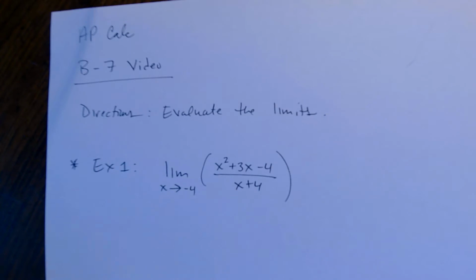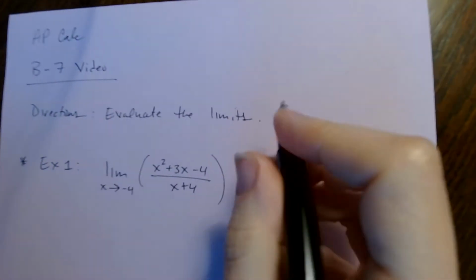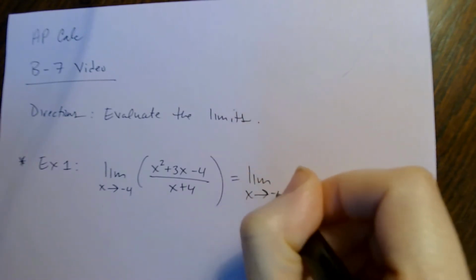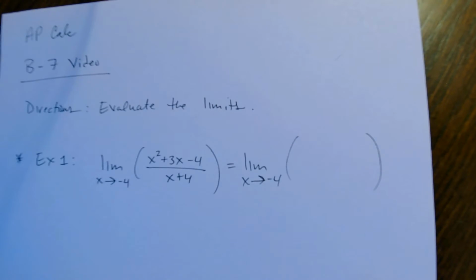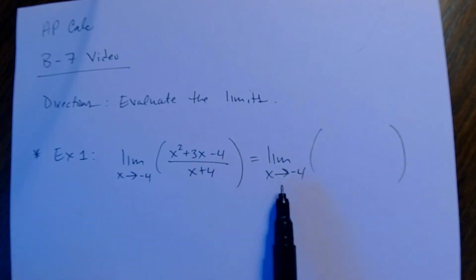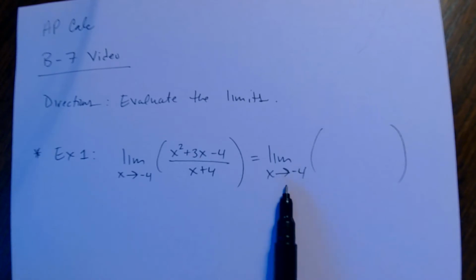So when you cannot direct substitute, you do the following. You go equals limit, and then you just leave a blank like that. Okay, that's the first thing that you do. The reason I say to do this first is because one of the biggest mistakes that I see students make is that they forget to have this limit here.